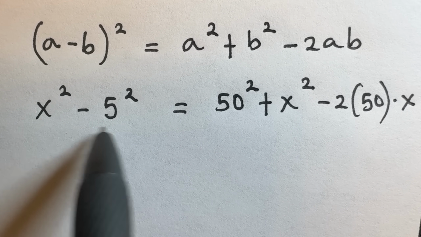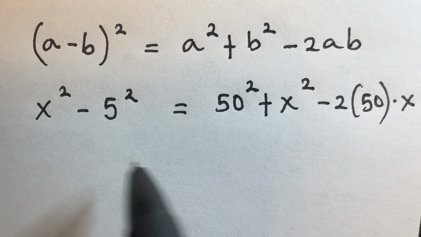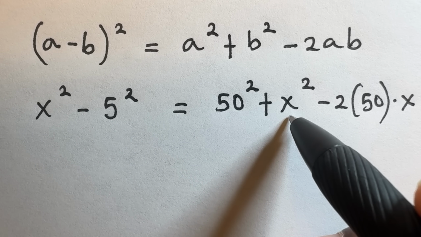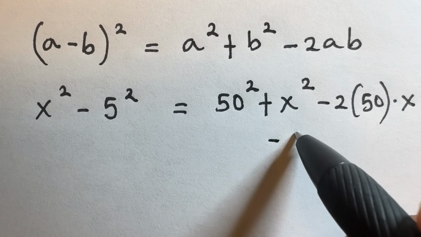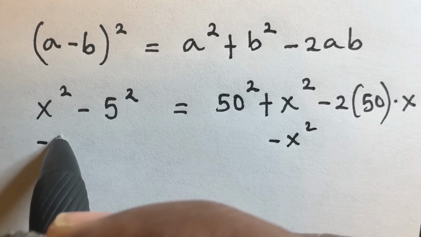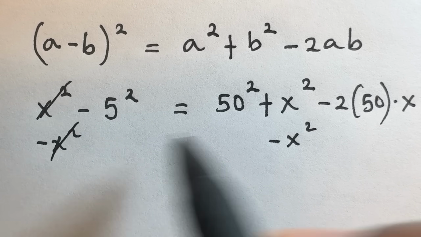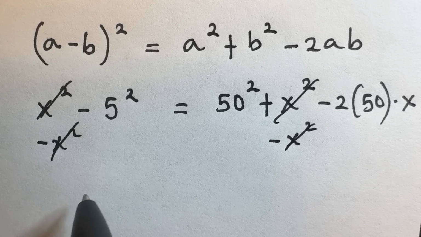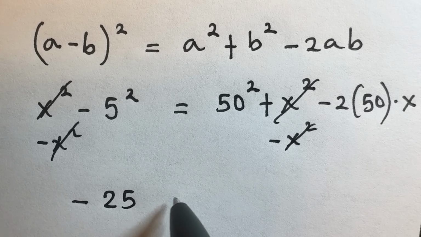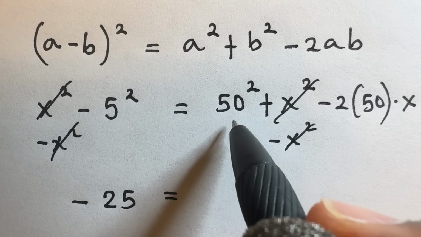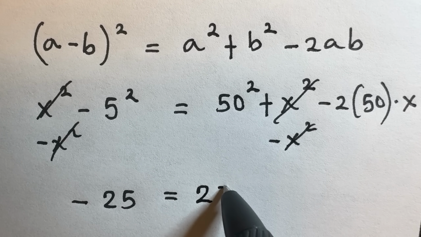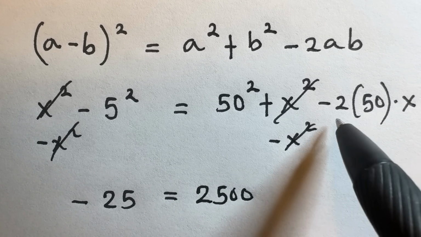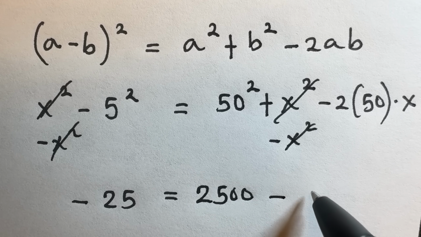Although this seems to be like difference of two squares, we can see there's another x squared here. So if we subtract x squared from both sides, that takes care of this. So we are just left with negative. I can write this as negative 25 equal to 50 squared here will give us 2500. Then minus, this will be 100x.